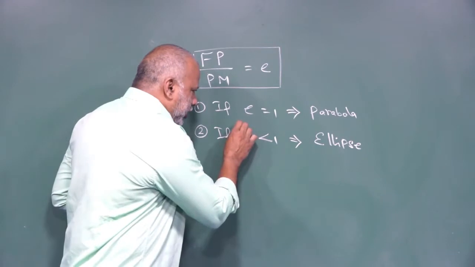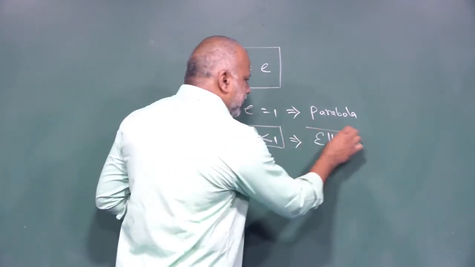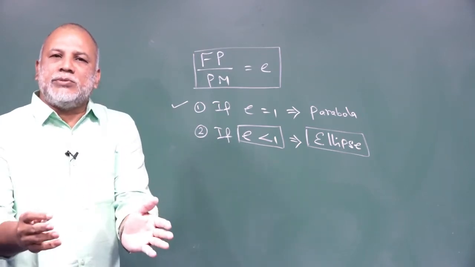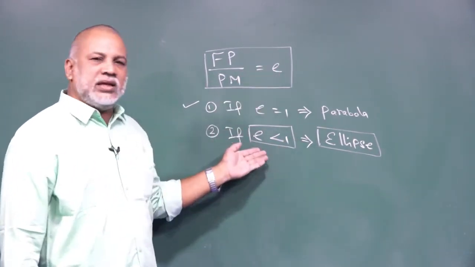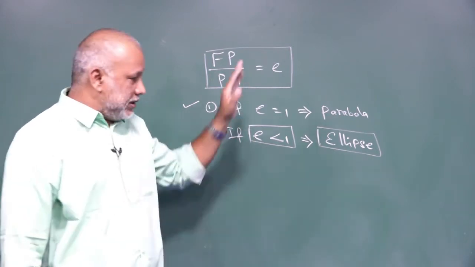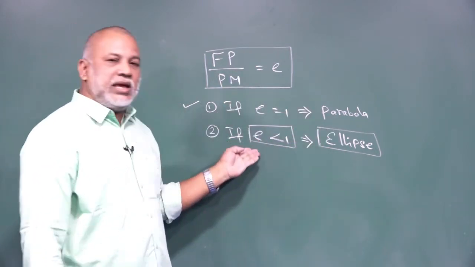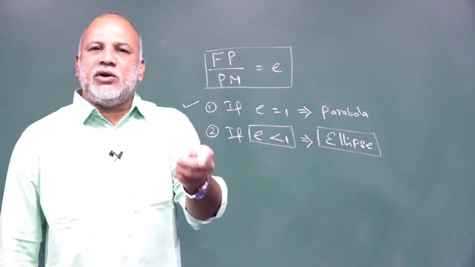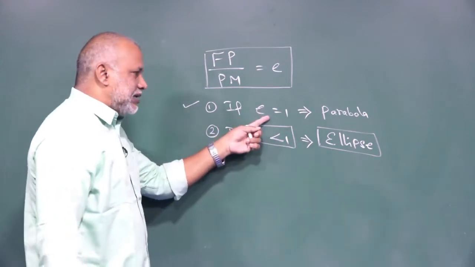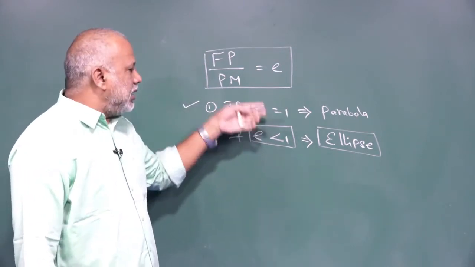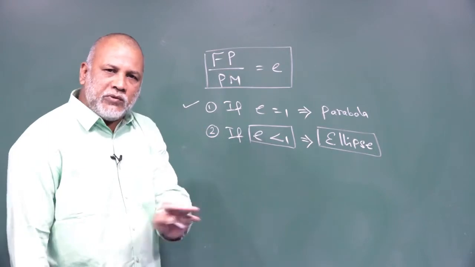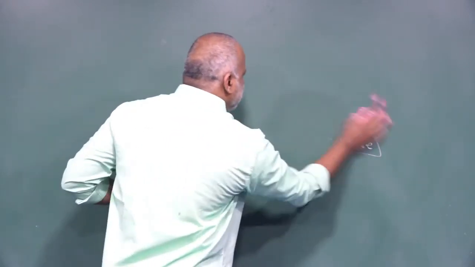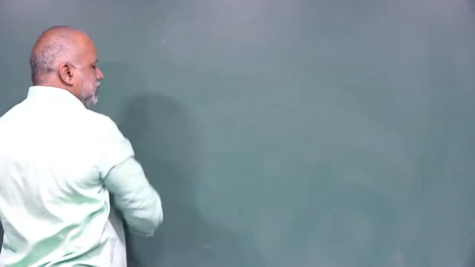Therefore, now we are going to discuss E less than 1, then the conic is said to be an ellipse. Now, what is the meaning of ellipse? Ellipse is a conic with eccentricity E less than 1. Now we are going to discuss the standard equation of ellipse. Already we discussed the standard equation of parabolas and all the problems based on parabolas. Now we are going to discuss the standard equation of an ellipse.